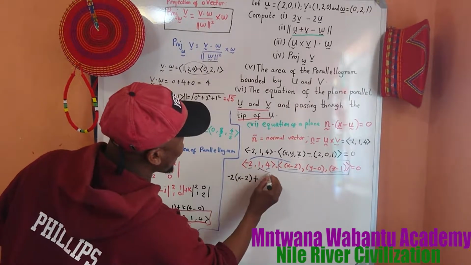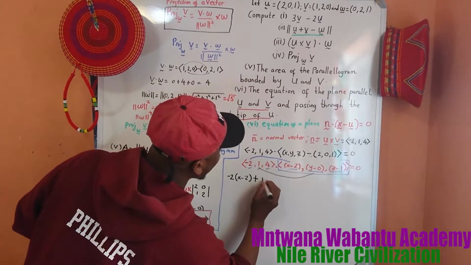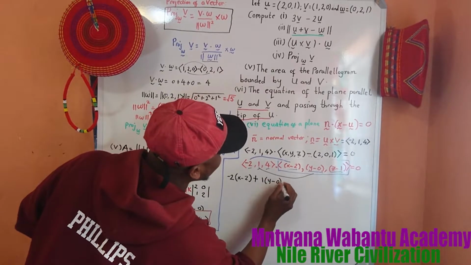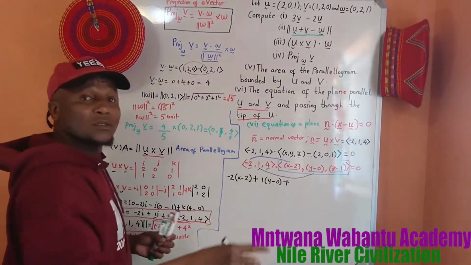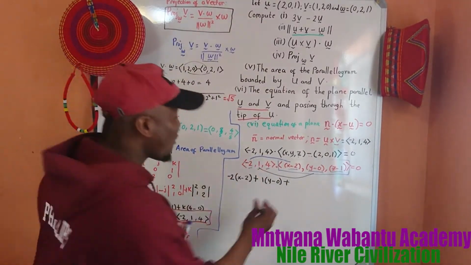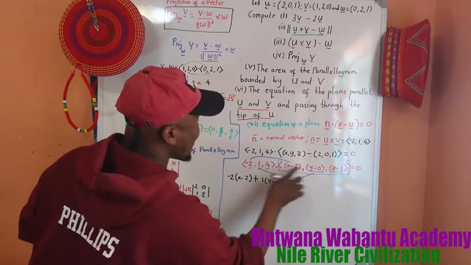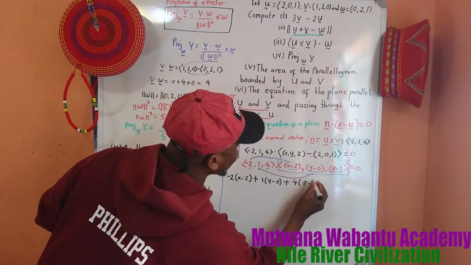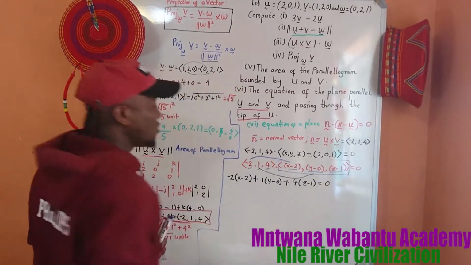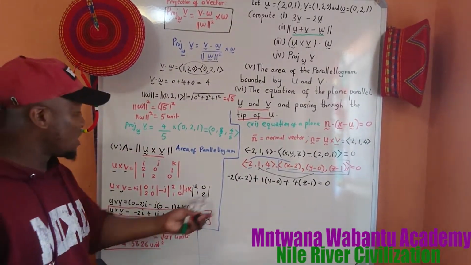Now we go for the second one. It's going to be 1 times y minus 0, and then we add. We go for the last one. The last one is going to be 4, and then you multiply by z minus 1, and then it's going to be equal to 0. So the equation is done. Let's multiply that out.